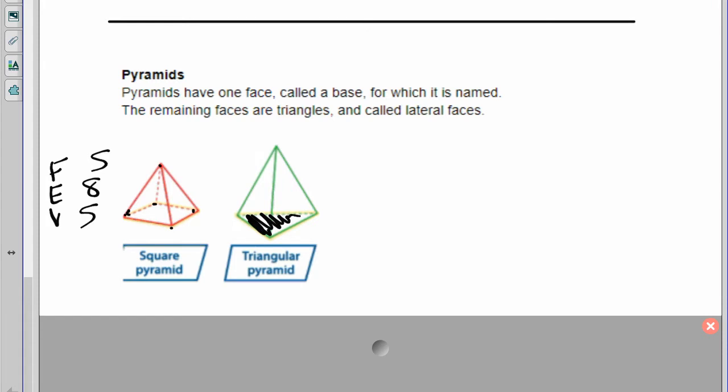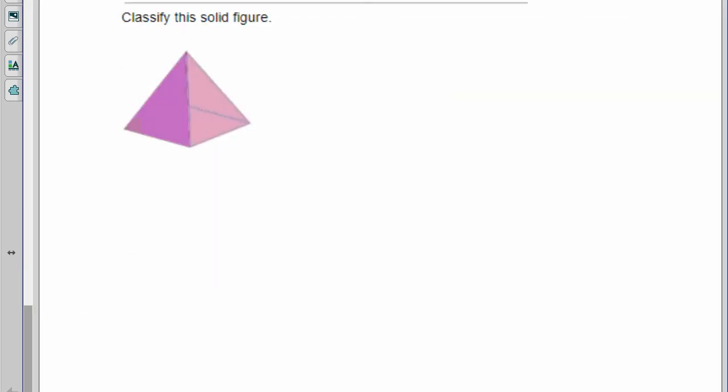This one over here has 3 lateral faces and a base, so a total of 4 faces. It has 3 edges on the side and 3 on the bottom, so it has 6 edges. And it has 3 vertices at the bottom, 1 on the top. It has 4 vertices.